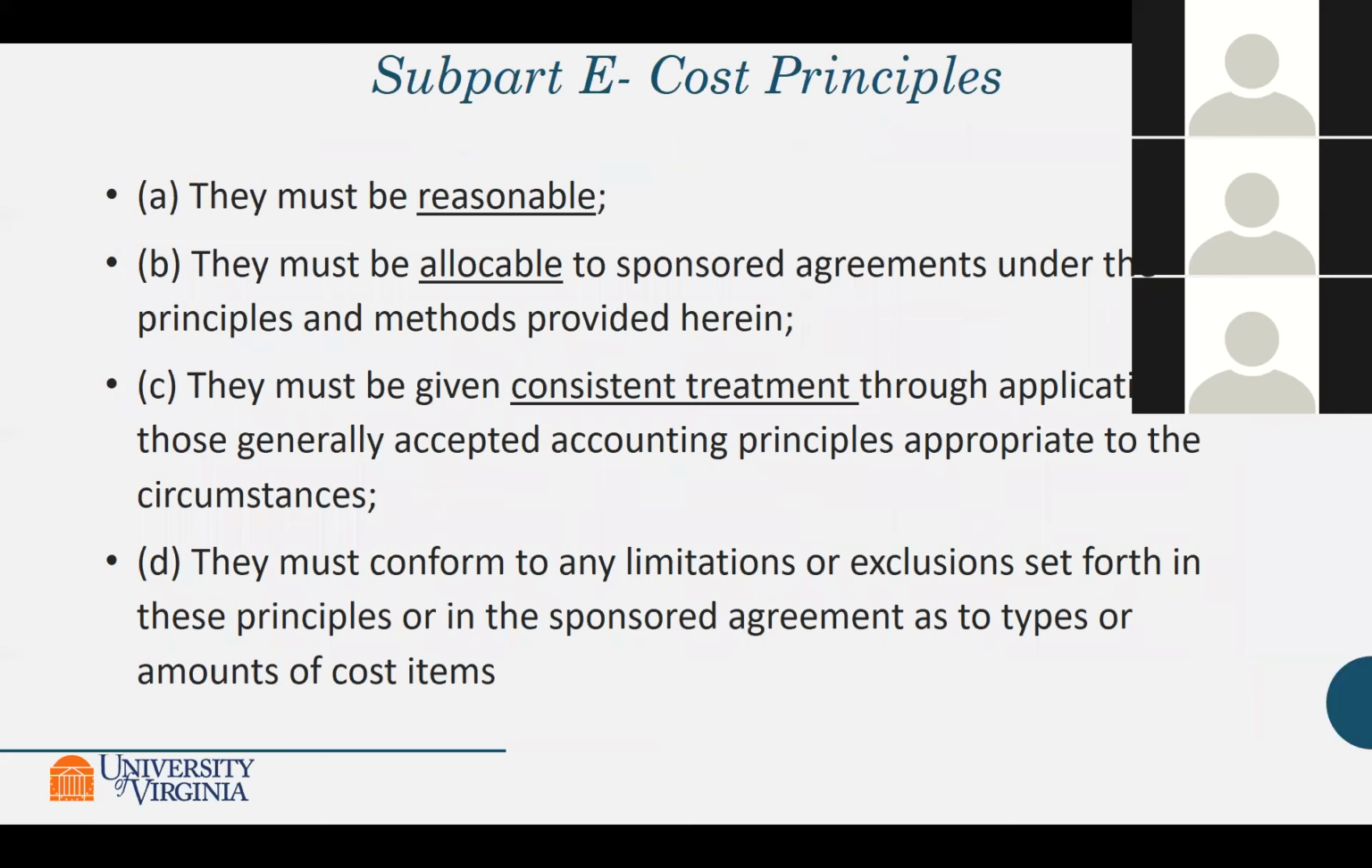Just real quick, talking about research budgeting, upfront on the proposal side. Here's a brief overlay of cost principles. Irmela is going to dive deep into this stuff next week, but they have to be reasonable. They have to be allocable to sponsor programs. They must be given consistent treatment. So if UVA has a travel policy, or a policy for students, or a policy for equipment, whatever we're budgeting has to be consistent with how we treat those costs across the board. And they must conform to any limitations or exclusions.